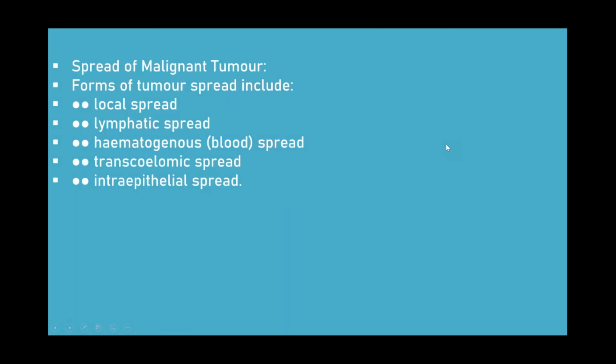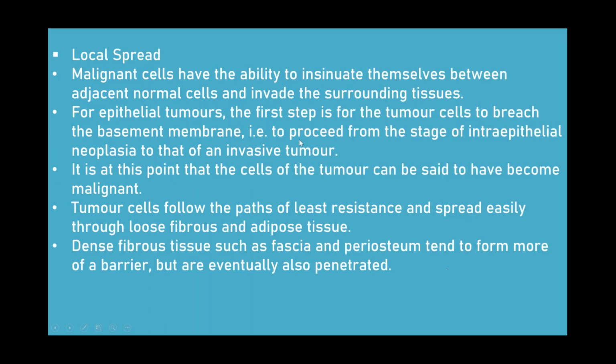How the tumor spreads: the spread of a malignant tumor can occur by local spread, lymphatic spread, hematogenous (blood) spread, transcoelomic spread, and intraepithelial spread. So these are the five forms of tumor spread. In local spread, the malignant cells have the ability to distribute themselves between the adjacent normal cells and invade the surrounding tissues.